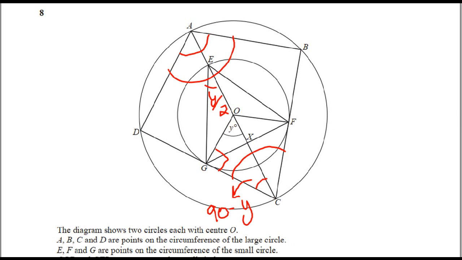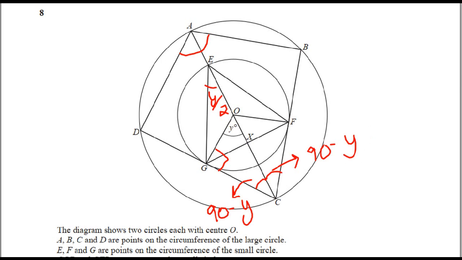Alright, going back to part 3. A cyclic quadrilateral is a quadrilateral whose 4 vertices touch the circumference of a circle, like in this case. Then the opposite angles sum up to 180. So this angle was 90 minus y, and this angle next to it will also be 90 minus y.